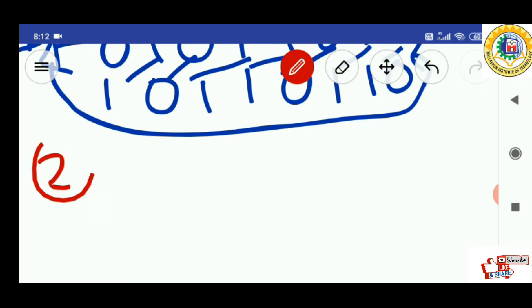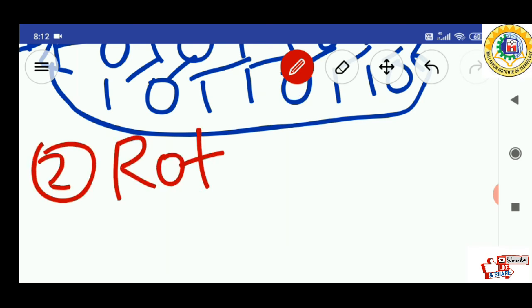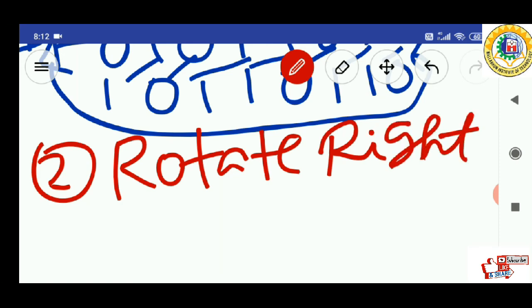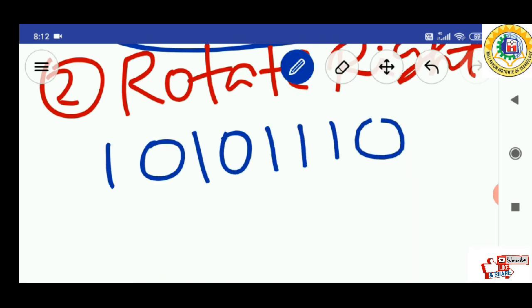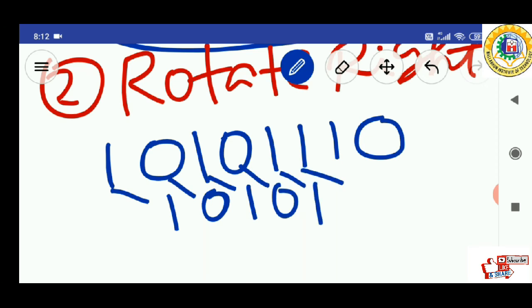the second one, the rotate right operation. In the case of the rotate right operation, suppose we have taken the data 1 0 1 0 1 1 1 0. This is your original 8-bit data. In the case of the logical shift right, the result is 0 1 0 1 0 1 1 1. This is your logical shift right operation.